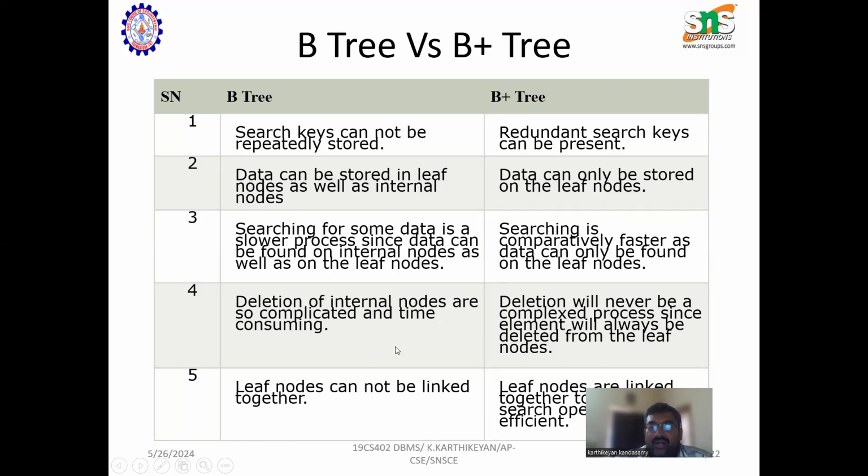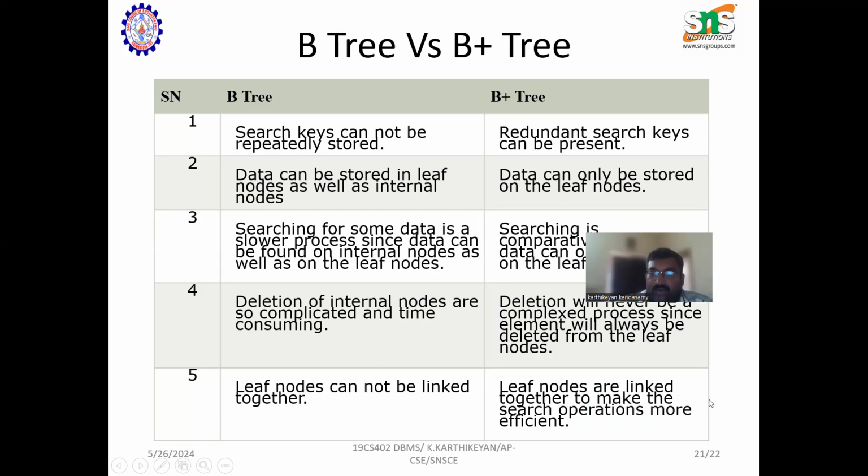Deletion of an internal node is complicated and time consuming in a B tree. Deletion is never a complex process in a B plus tree, since elements are always deleted from the leaf node. In a B tree, leaf nodes cannot be linked together. In a B plus tree, leaf nodes can be linked together, making such operations more efficient.